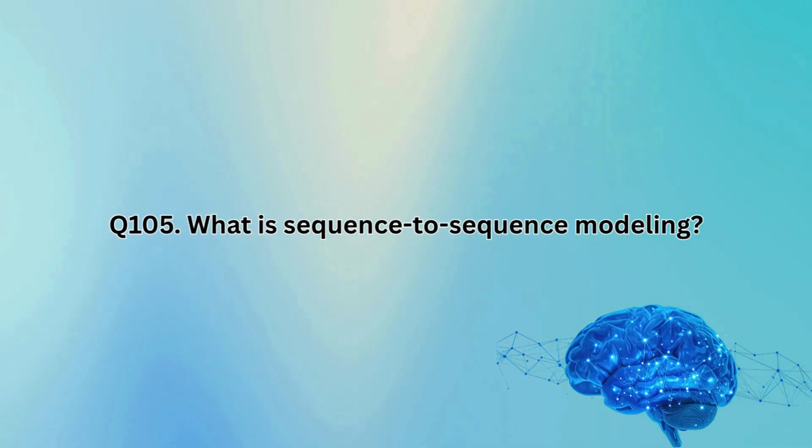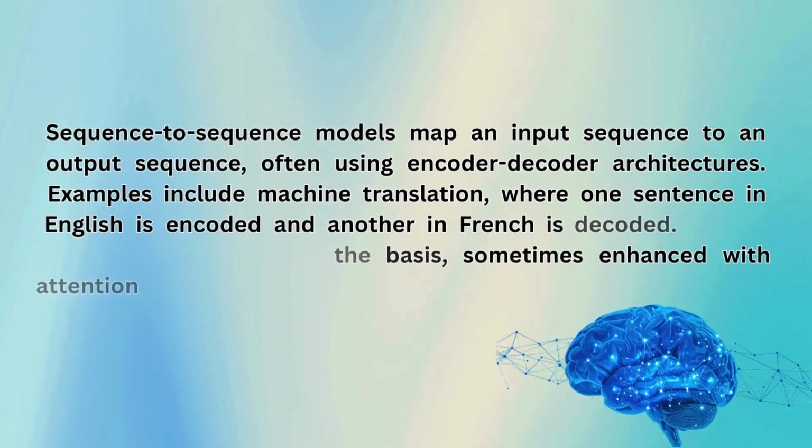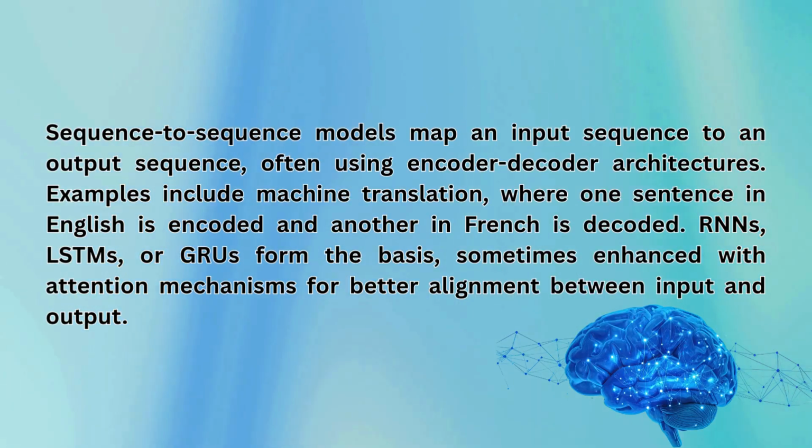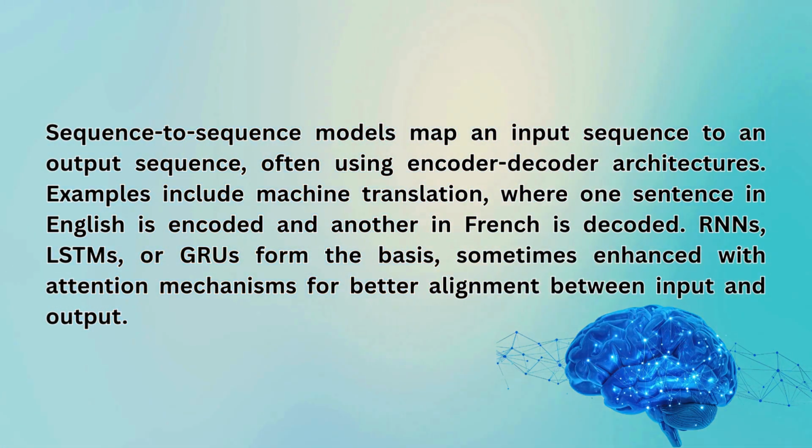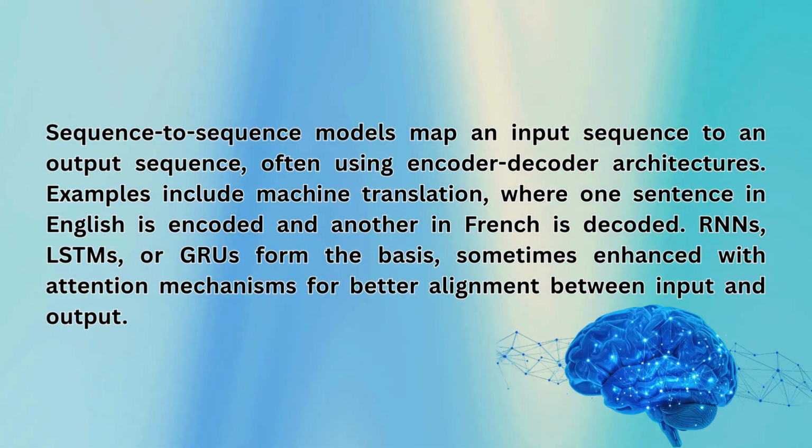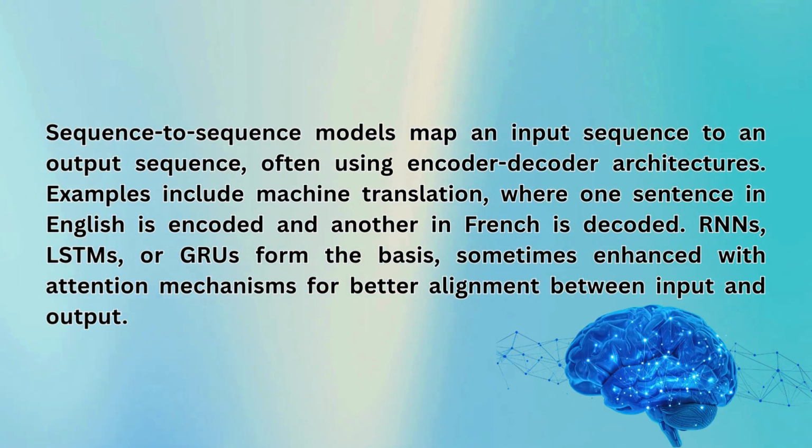What is sequence-to-sequence modeling? Sequence-to-sequence models map an input sequence to an output sequence, often using encoder-decoder architectures. Examples include machine translation, where one sentence in English is encoded and another in French is decoded. RNNs, LSTMs, or GRUs form the basis, sometimes enhanced with attention mechanisms for better alignment between input and output.